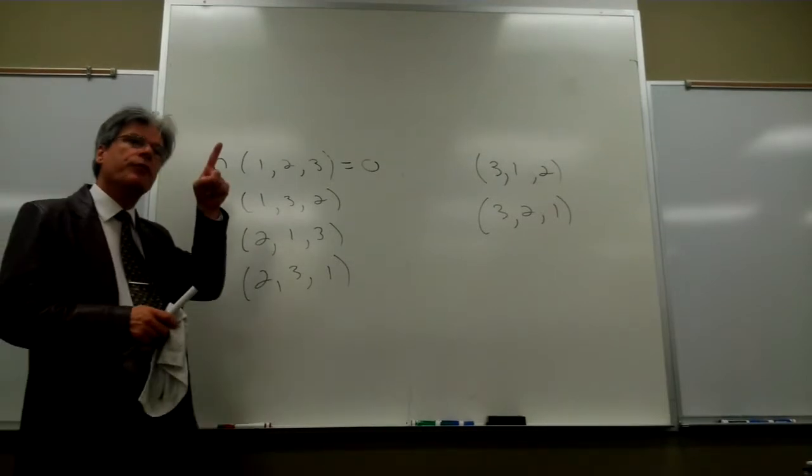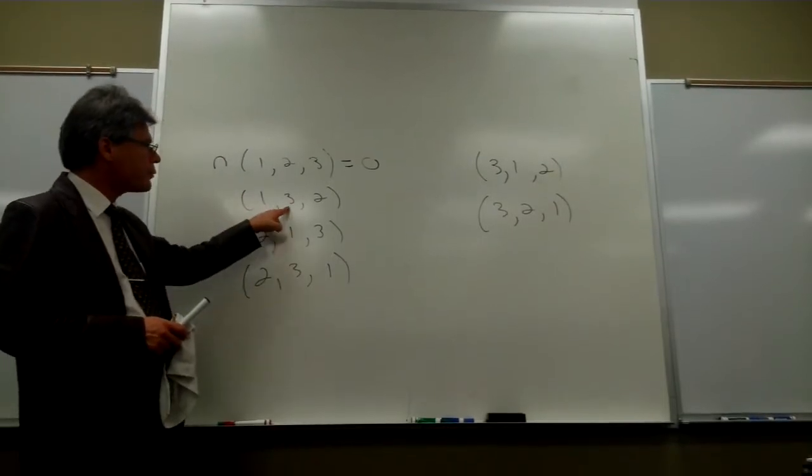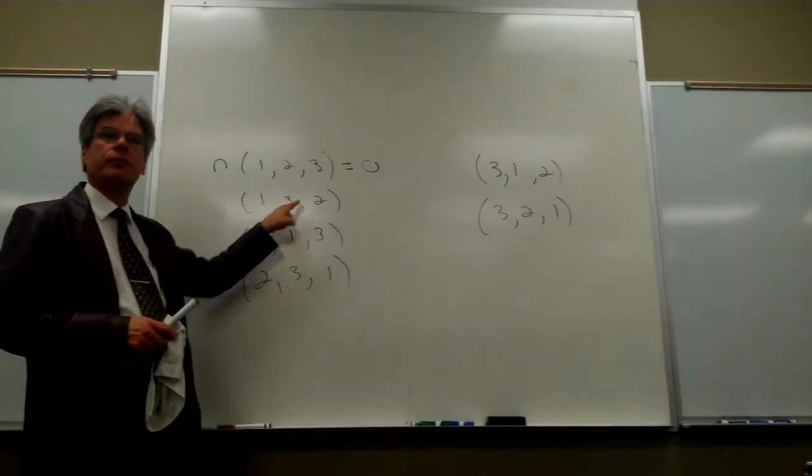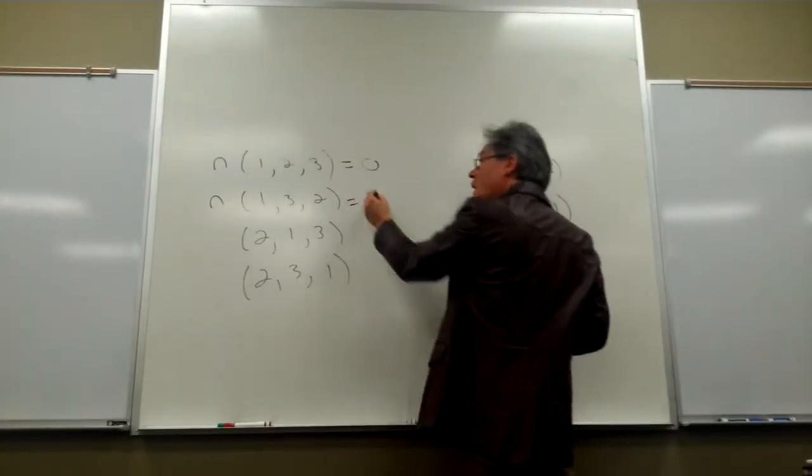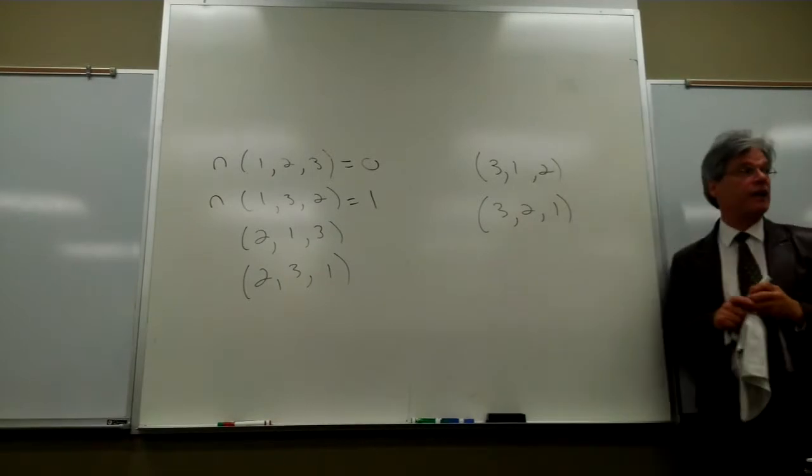When it comes to this permutation, check this out. I think I've got one inversion, because when it comes to 3, it's not less than what comes after it. So I might say the number of inversions is going to be 1. I might even subclassify that permutation as having odd parity.